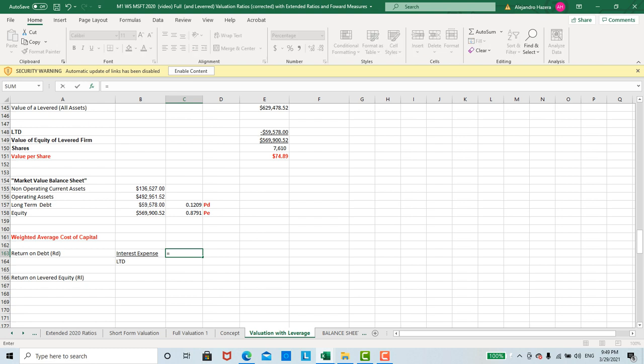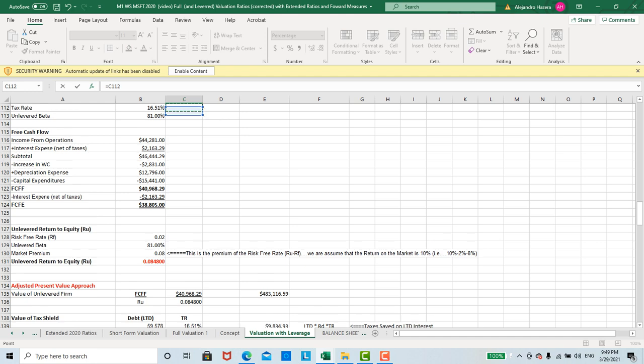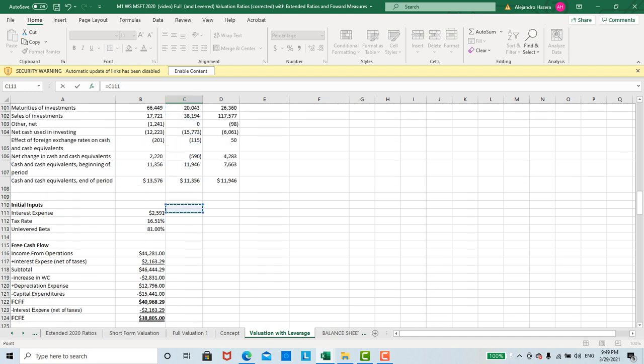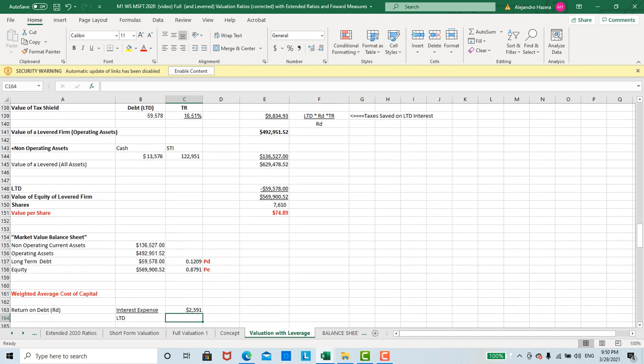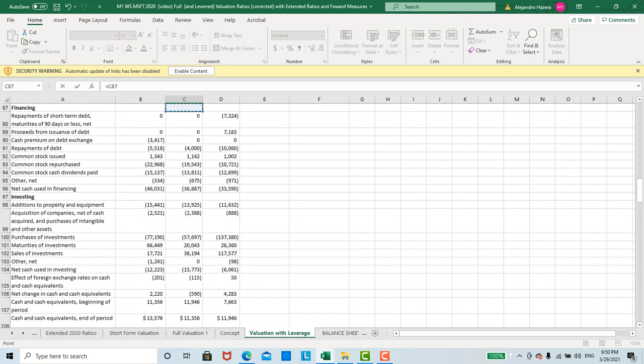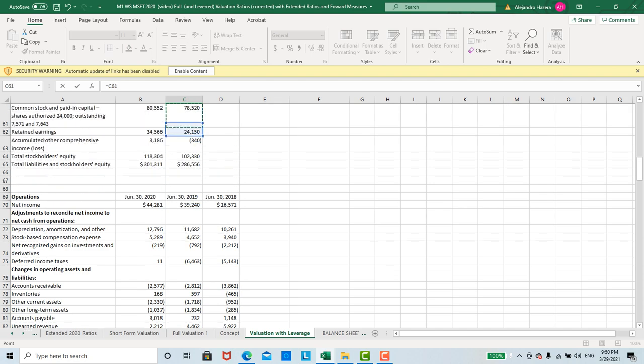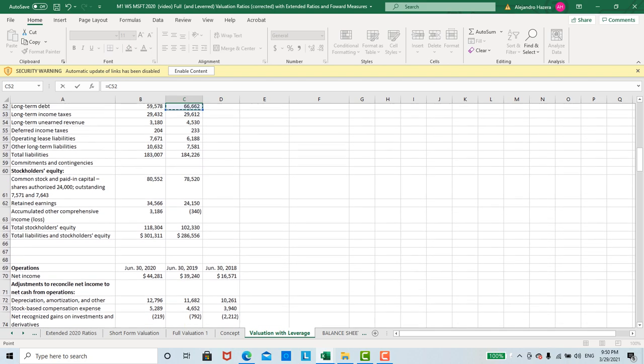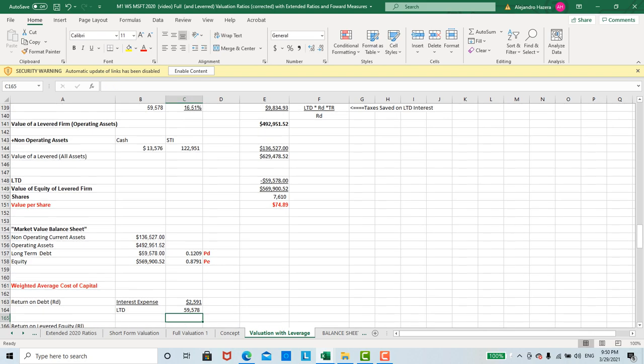We'll just take it in because you have pensions and everything else. We'll just take the interest expense, which I'd actually put in here as one of the initial inputs right there, and divide that by my long-term debt. You could obviously look in all the footnotes to see where your interest is really coming from. I'll just make the assumption now that it's coming from the long-term debt. So long-term debt was 59,578, which is the number I've been using throughout.